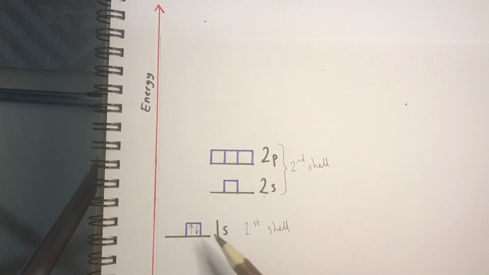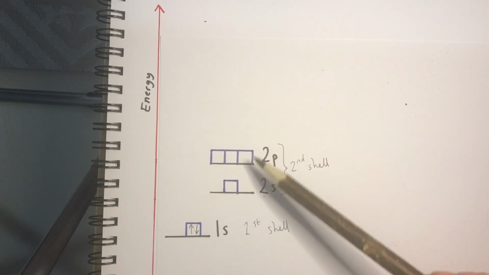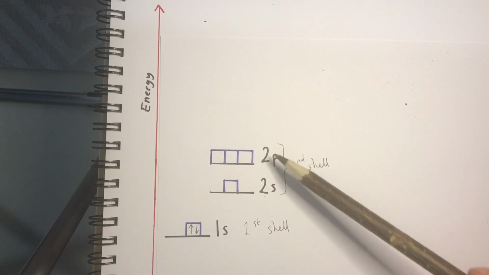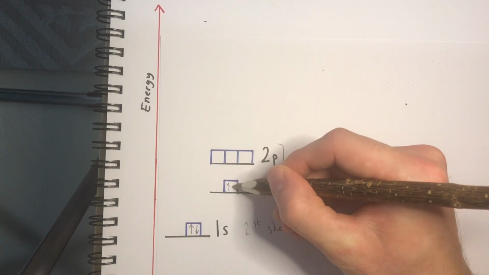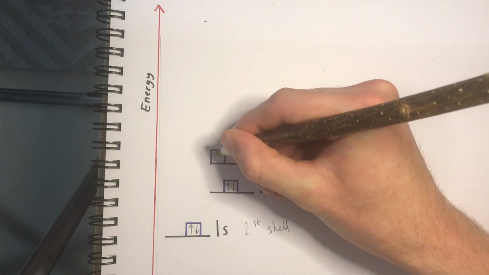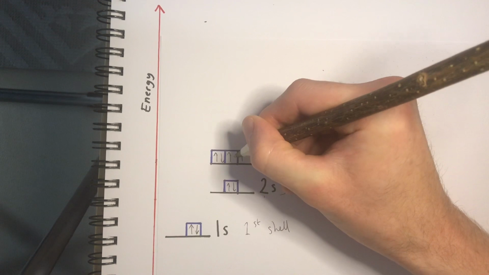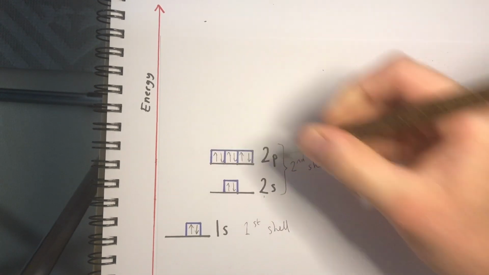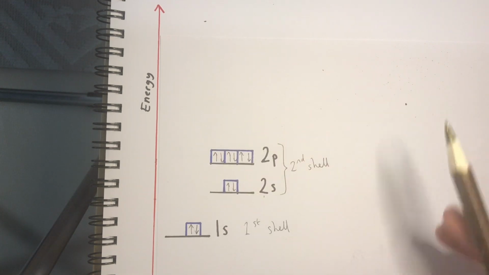Because we can fit 2 in every one of these little boxes, which we call orbitals, you'll notice that there are 2 in the first shell, and since we've got in total 4 boxes here, that would be 8 electrons in the next shell. So I'll just fill them up for now, and we'll look at this in more detail later on. So we have 2 electrons in the first shell and 8 in the next shell.